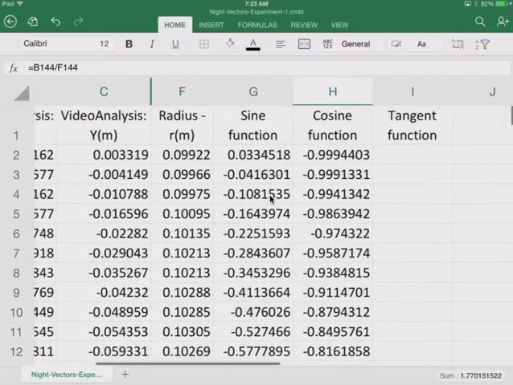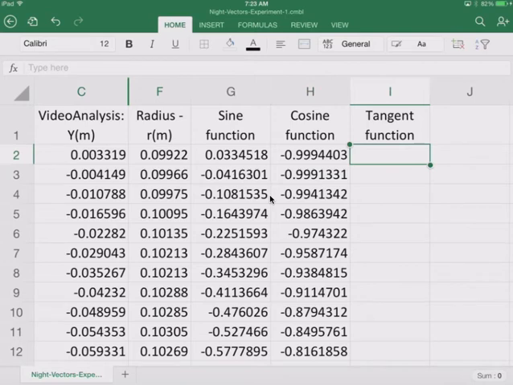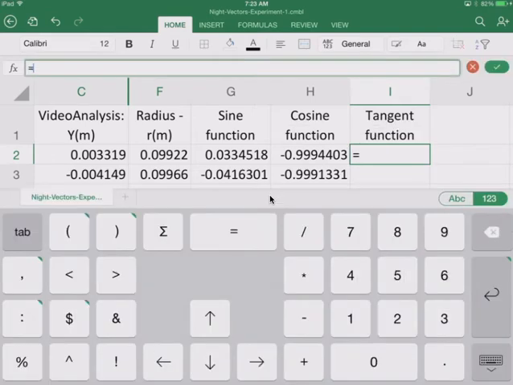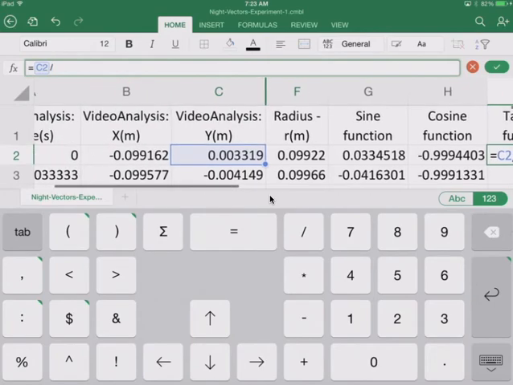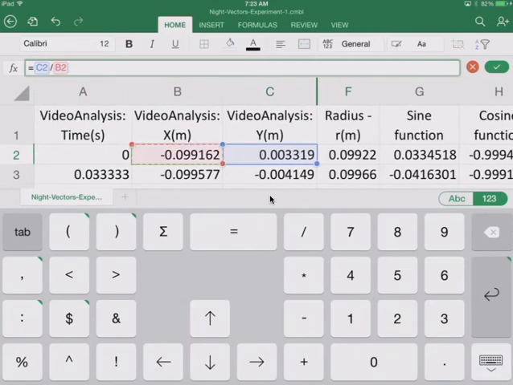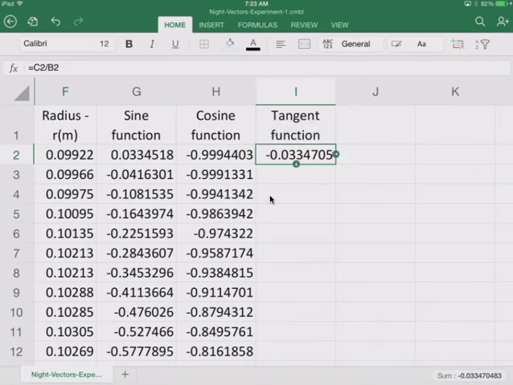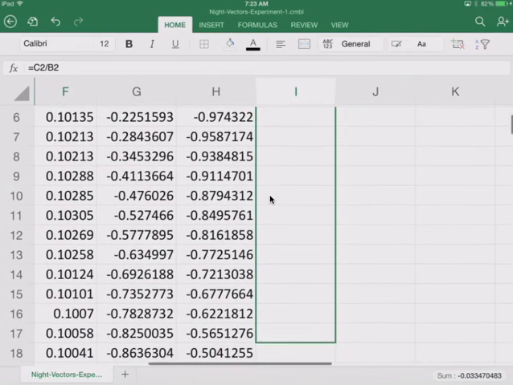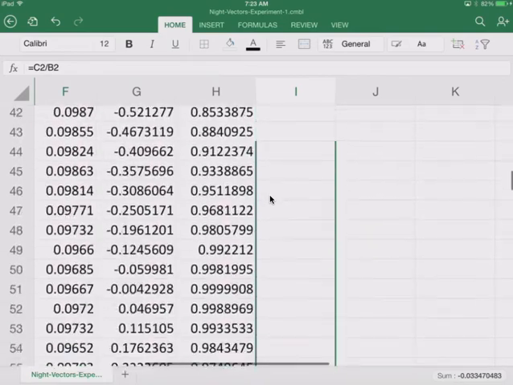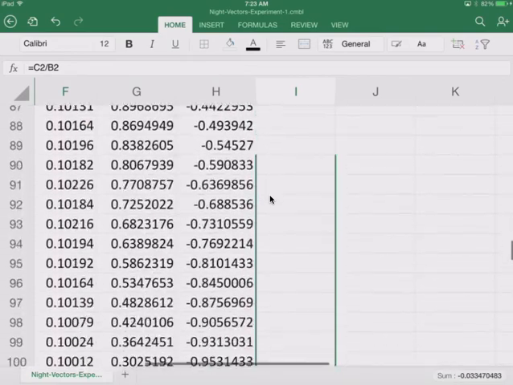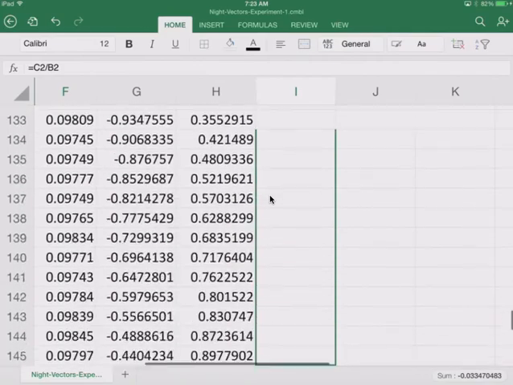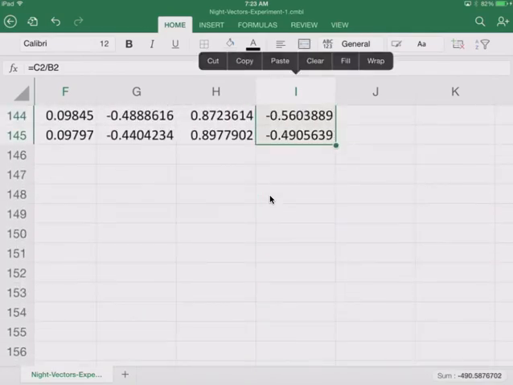And now I need to do my tangent function. So this equals to, remember, it's going to be y divided by x. So now I do the fill function again. Let's say fill, yeah. And I let that go.